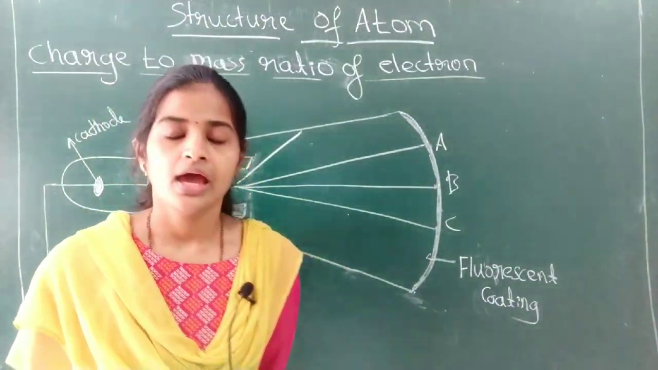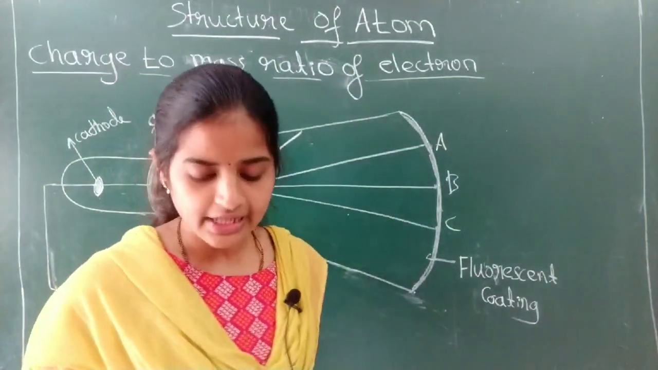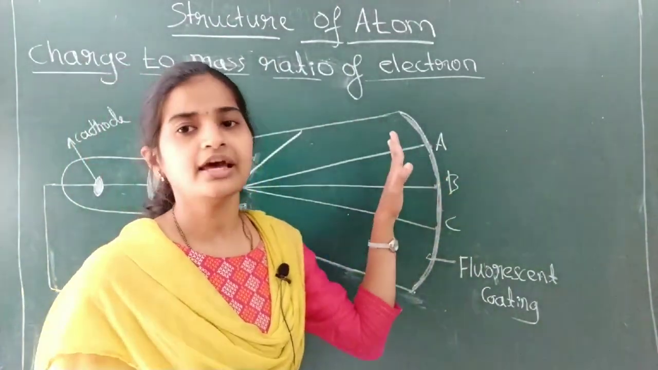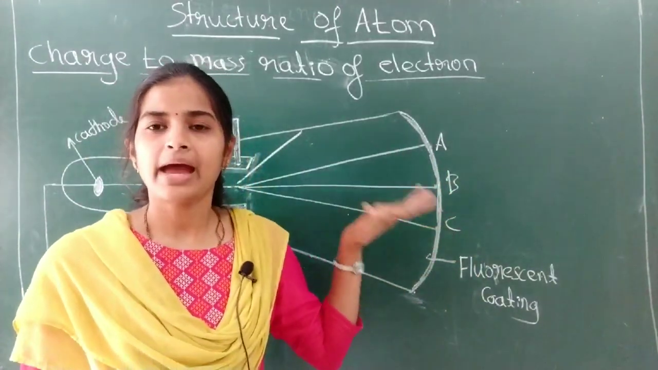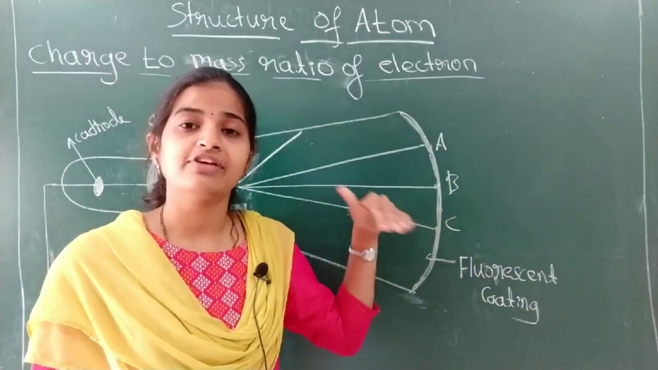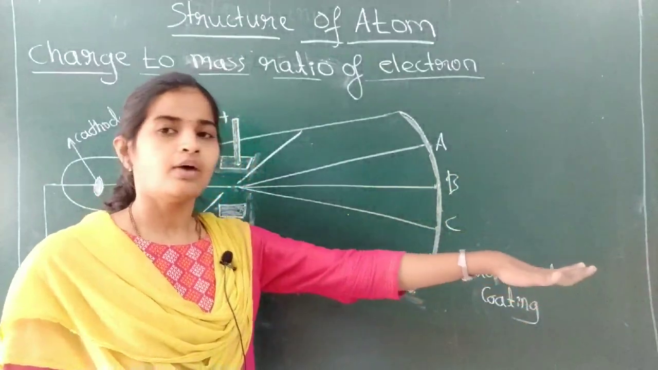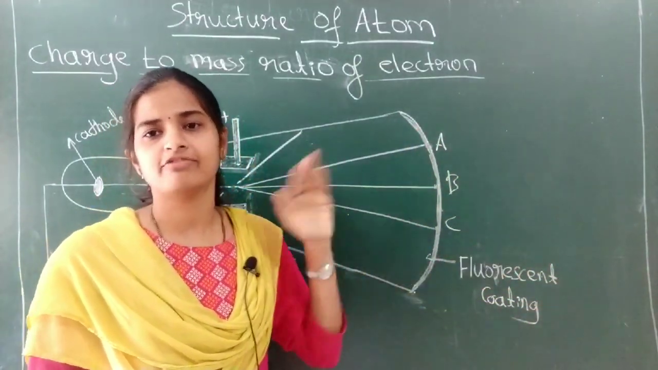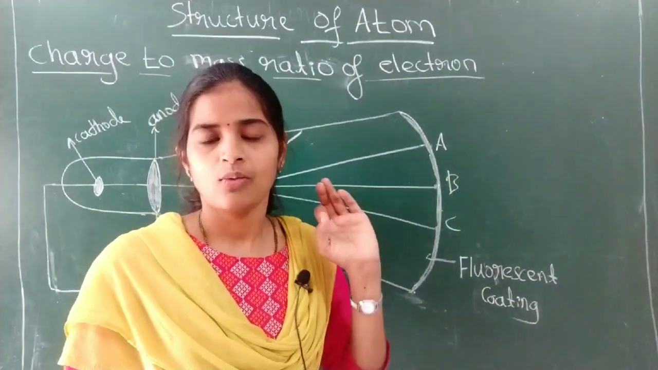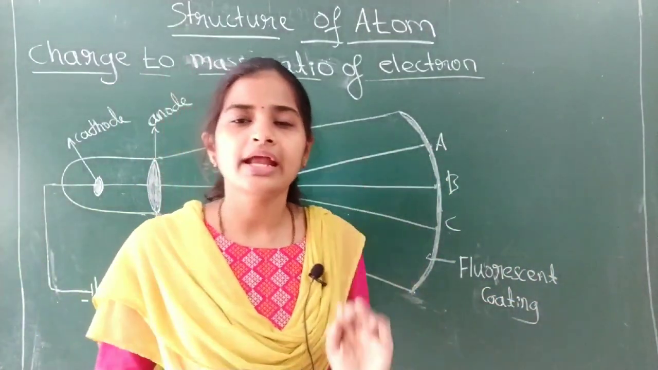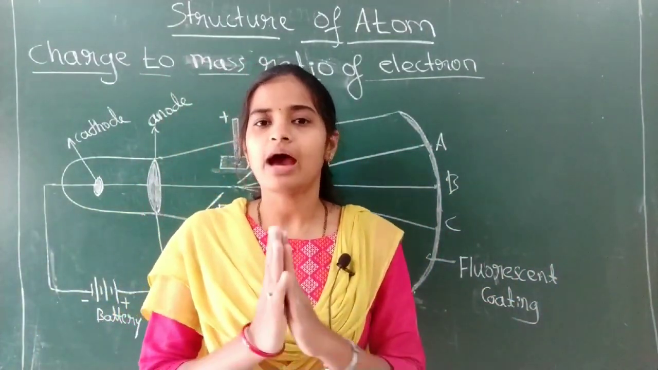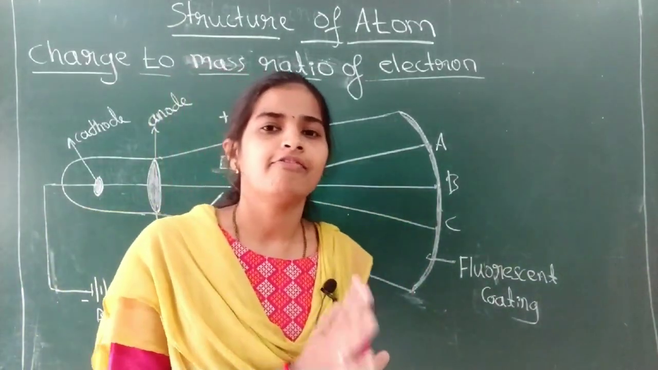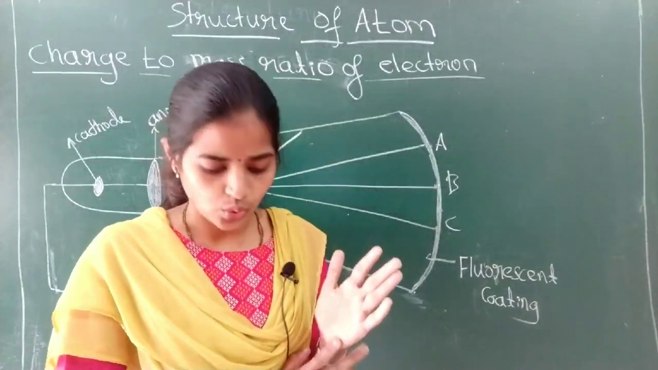And also he observed that greater the magnitude of electric and magnetic field, greater is the deflection. When the magnitude of electric and magnetic field is applied more, they deflect more from their path, and when applied less, they deflect less. What is the first observation? Greater the magnitude of applied electric and magnetic field, greater is the deflection of the cathode rays.